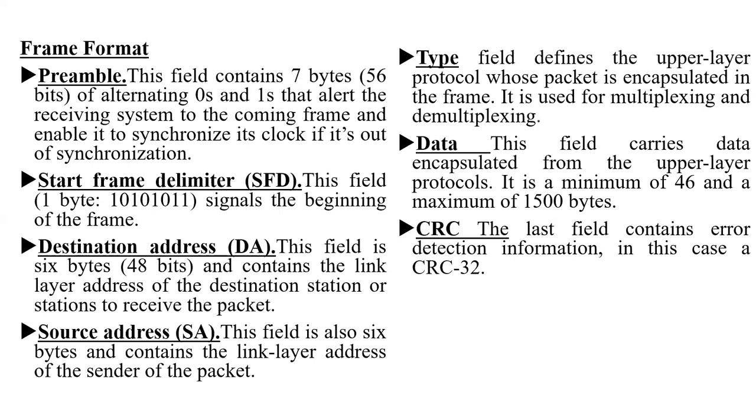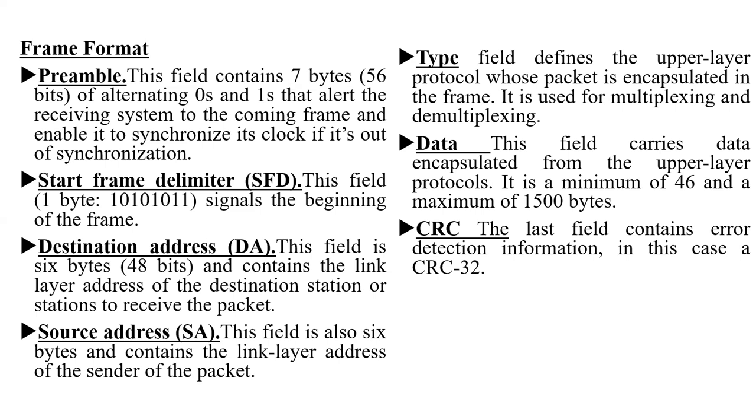Preamble. The preamble is a field which contains 7 bytes, that is 56 bits of alternating zeros and ones that alert the receiving system to the coming frame and enable it to synchronize its clock if it's out of synchronization. Start frame delimiter. This field is 1 byte, that is 10101011. This signal gives the beginning of the frame.